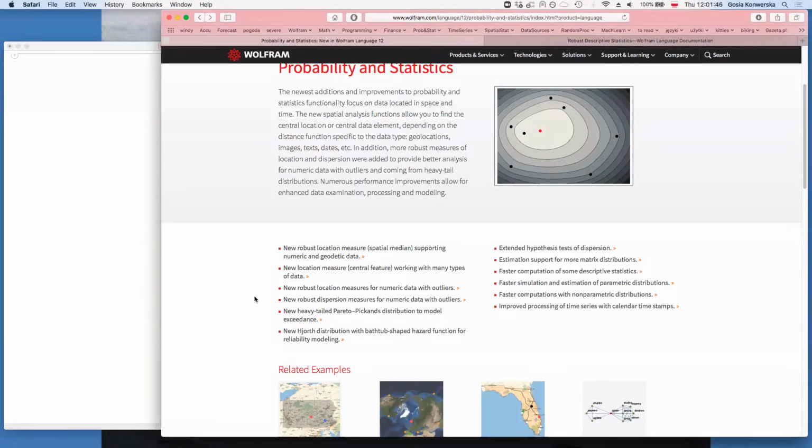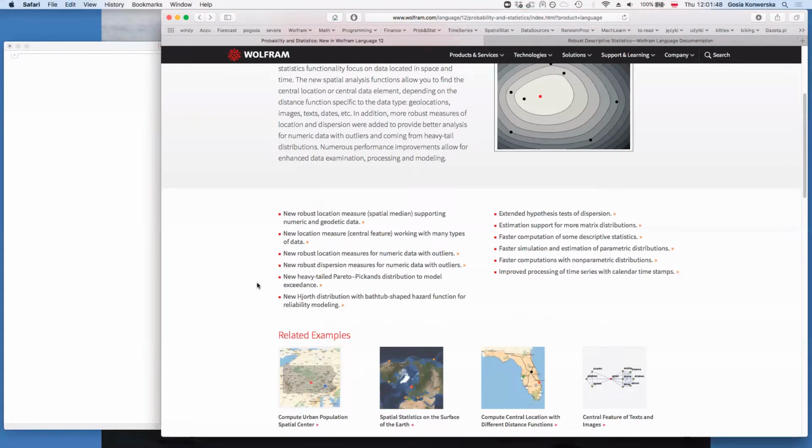Another feature, we have two new parametric distributions. One is the Pareto-Pickands distribution, which is heavy-tailed and used to model exceedance and tails, heavy tails especially, and the Hjorth distribution, which is used in reliability modeling because it has a very flexible hazard function that admits a bathtub shape, depending on the choice of the parameters.